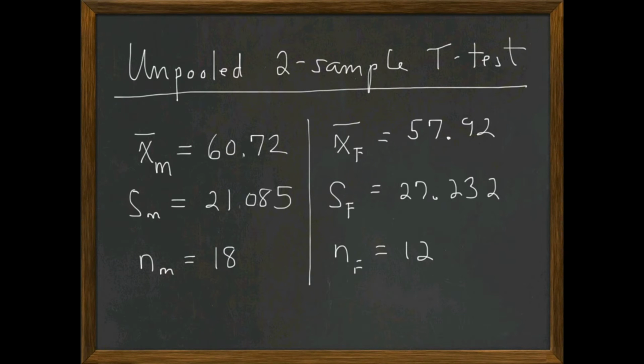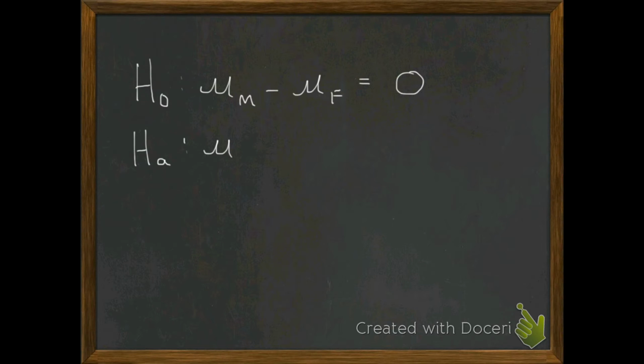Okay, so we've got the descriptive statistics across the two groups. First thing we're going to want to do is set up our test. And again, what we're going to do here is test that the mean difference for males minus the mean difference for females is equal to 0. I'm just going to construct a two-tailed test. The mean difference for males is not equal to 0.